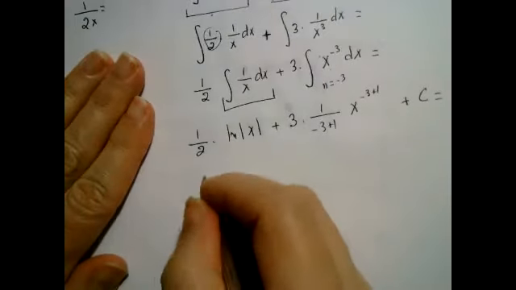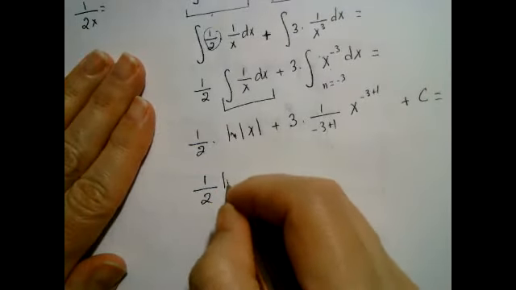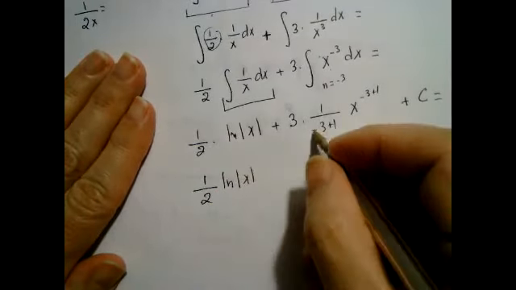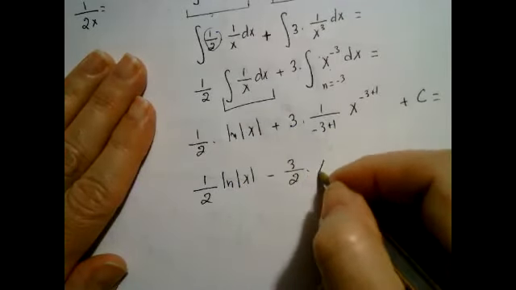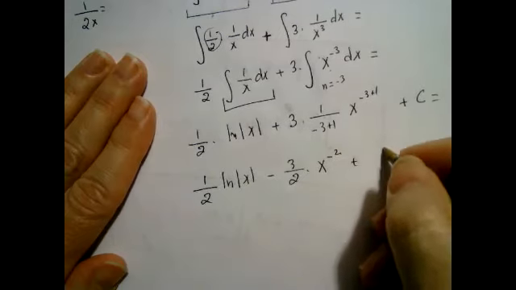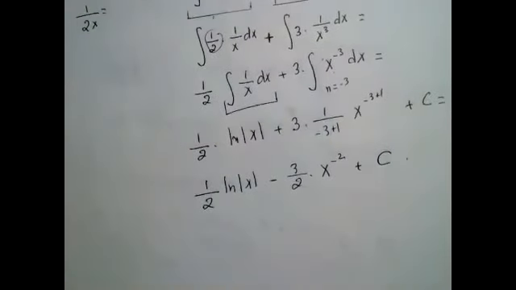So finally, this is equal to minus 3 plus 1, which is a minus 2. Then x to the minus 2 plus c. And that's the end of the problem. Okay.